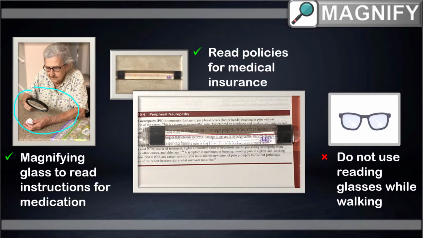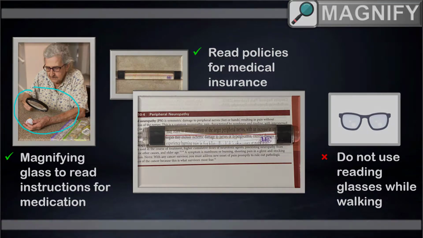Other magnifying tools include this magnifier, which makes it a lot easier to read because it has this red line through it, so you know which line you're reading, and it magnifies that print so it's a lot larger. And if you are using reading glasses, you want to make sure you're not using them while you're walking, because it can distort your perception, which could lead to a fall.